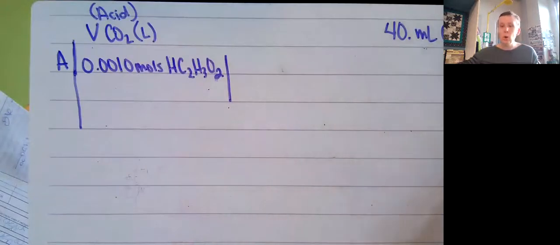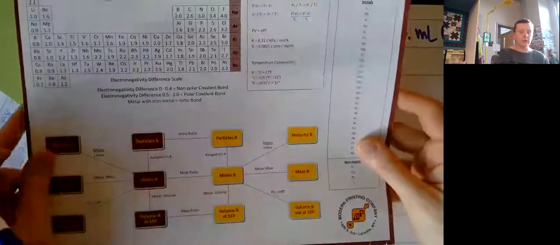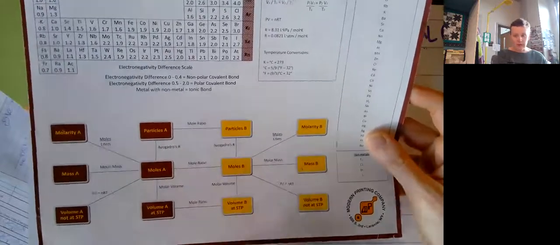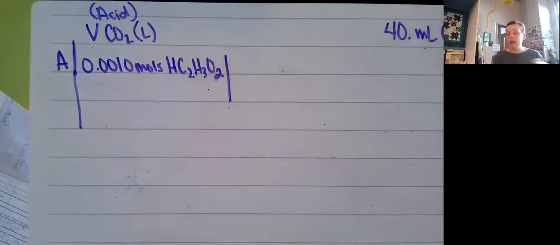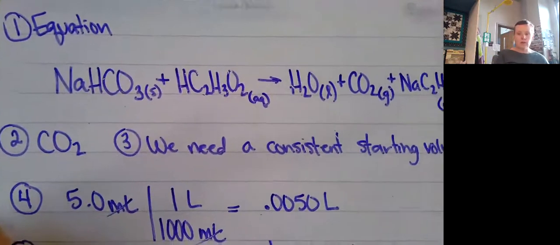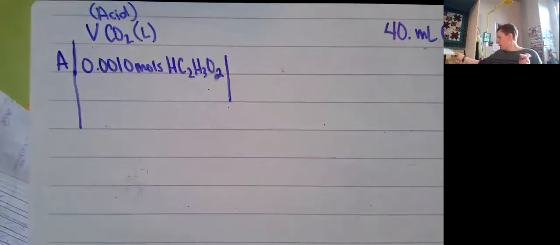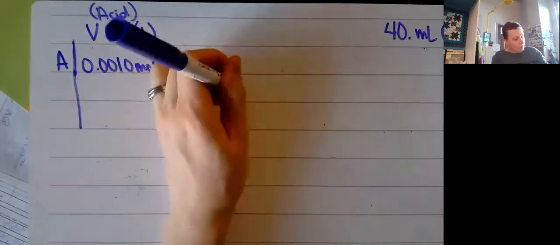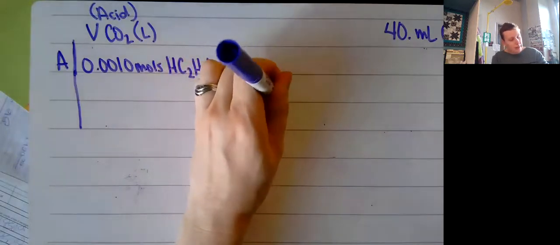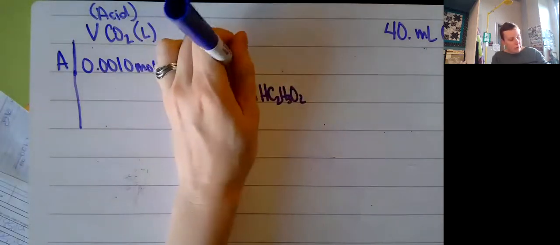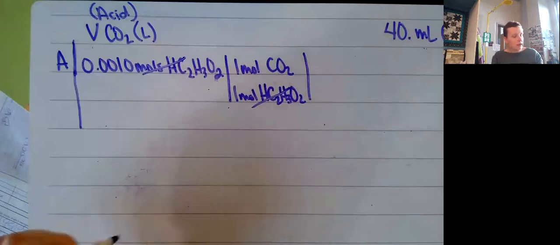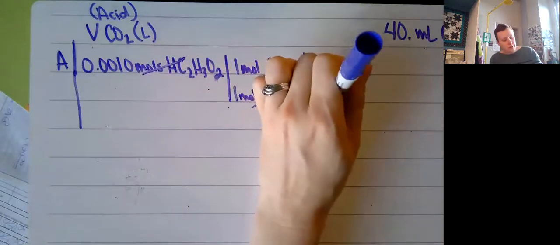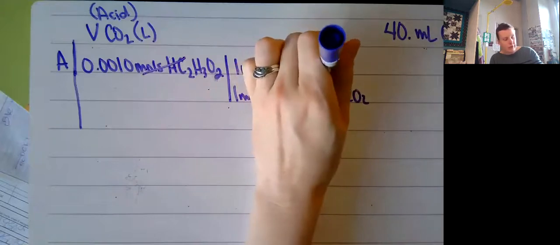I want to get from moles to volume of CO2. So I'm going from moles of A to volume of B. My mole ratios, remember in that equation, all of the mole ratios are 1 to 1 to 1. So 1 mole HC2H3O2 for every 1 mole of CO2. And then 1 mole of CO2 is 22.4 liters.